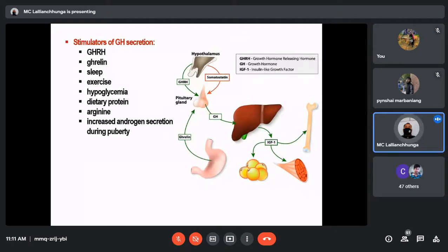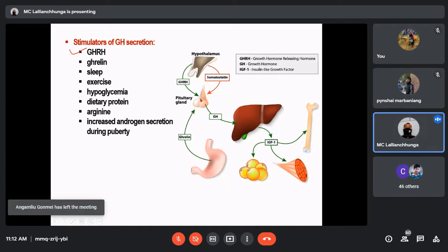Now, what are the stimulators of growth hormone secretion? Number one, you know very well, GHRH, growth hormone releasing hormone, which is coming from the hypothalamus. This GHRH will act on the somatotropes to produce GH. Number two is ghrelin. Ghrelin is another hormone which is released by the stomach, and this will influence the secretion of growth hormone.